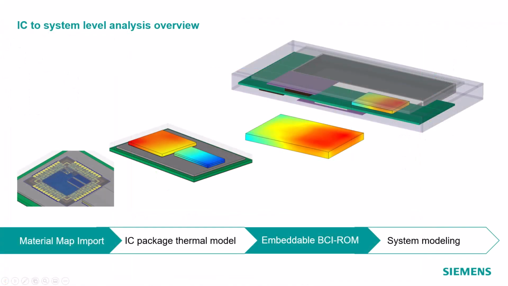A workflow for very high fidelity IC thermal modeling from the IC package level up to the system level has been shown. A ready-to-run detailed IC package model from Siemens EDA Calibre that incorporates a material map for representing detailed material variation was imported into Simcenter Flotherm. An Embeddable BCI-ROM was created from the Calibre-based Simcenter Flotherm model and simulated in a Simcenter Flotherm system-level environment.